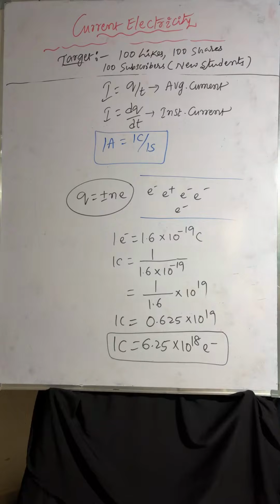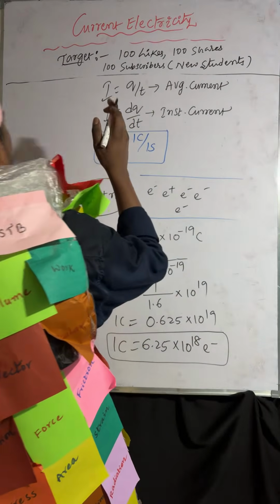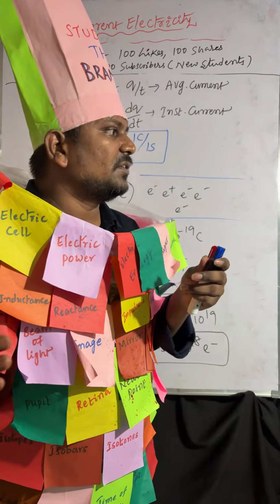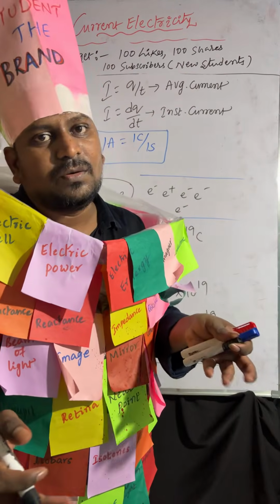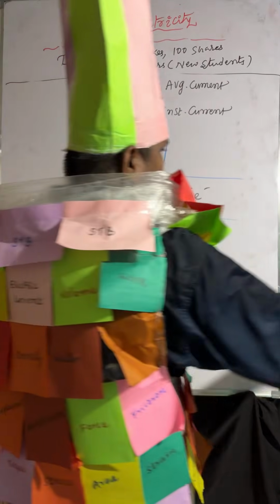Okay. So I equal to q by t, I equal to dq by dt. SI unit of current is ampere. SI unit of charge is coulomb. SI unit of time is second. Yes or no? So I hope it is very clear. These are the points. And one more point.